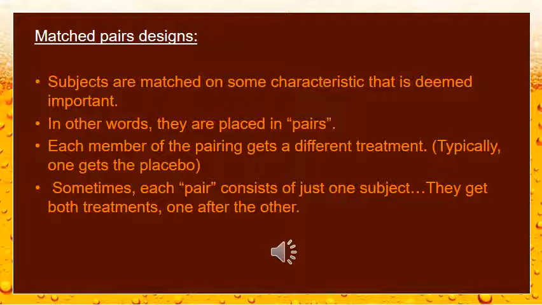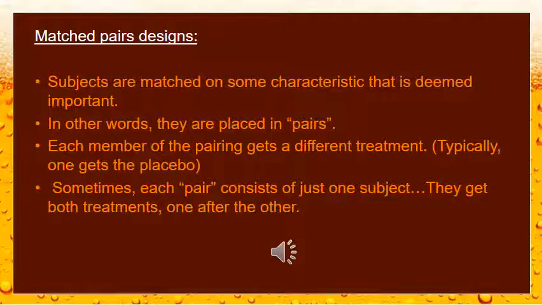This is called a matched pairs design. Subjects are grouped into pairs of 2 subjects which are very, very similar. Sometimes each so-called pair could consist of only 1 subject. In this case, you're very sure your 2 subjects in your pair are similar. It's the same person. This person will get both treatments, but one after the other.